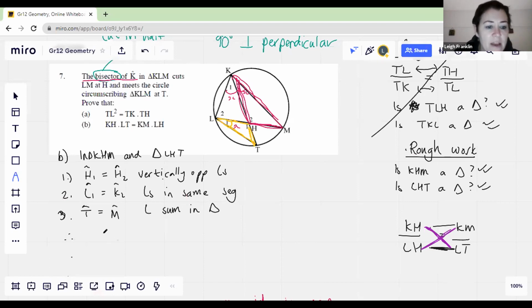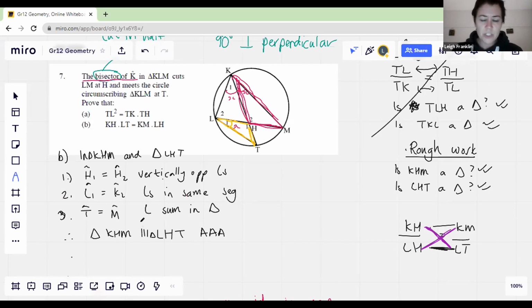Excellent. Okay, so therefore, now again, be careful. We've got to get the order right. So if we go KHM, K went with L, so I've got to put L first. H went with H, so H has got to go next. And M went with T. Okay, so triangle LHT, angle, angle, angle. Can you see how repetitive this actually is? So proving similarity and then again writing down the corresponding sides in proportion.